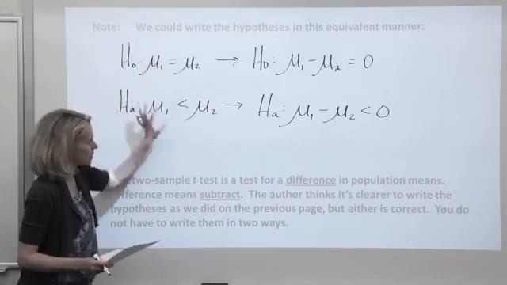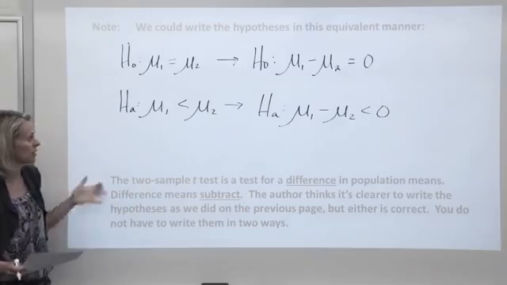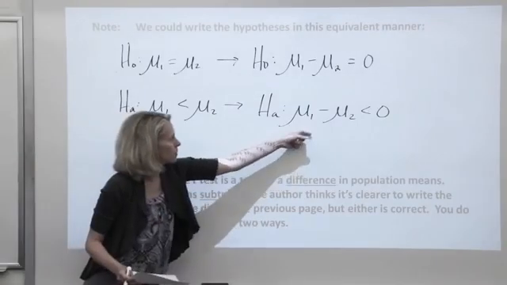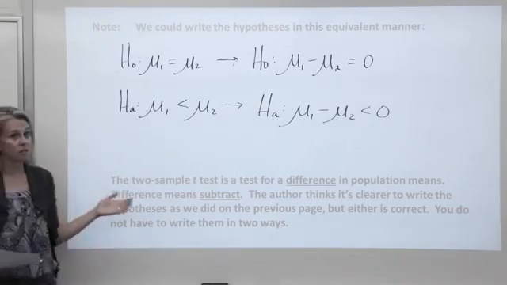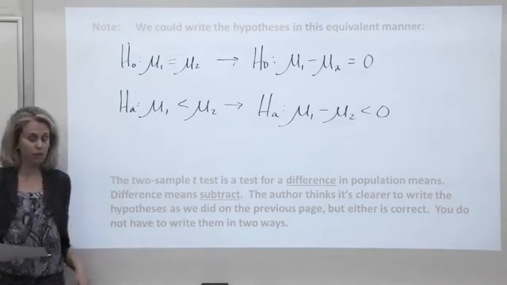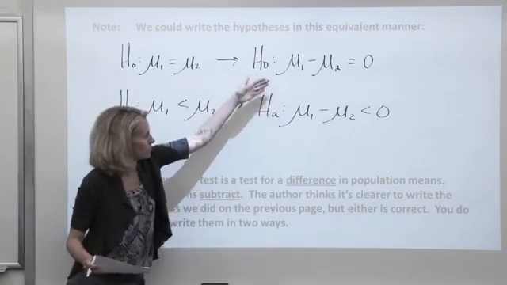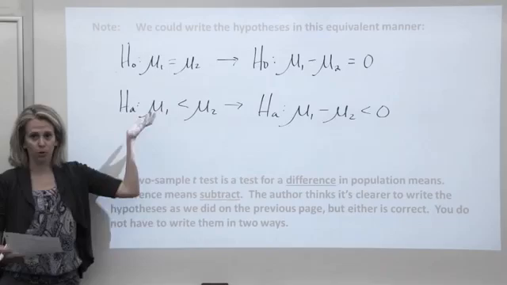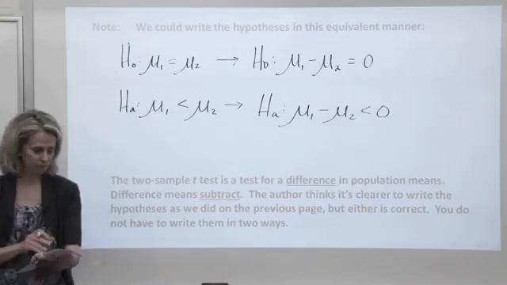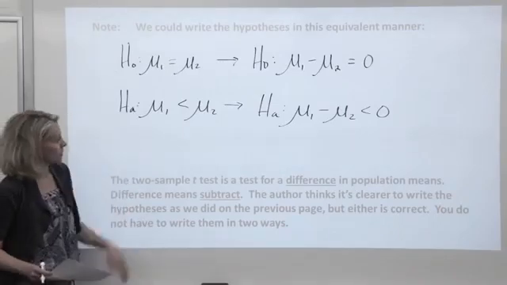You do not have to write this set and that set of hypotheses. Just write one of them. They say the exact same thing. But sometimes you'll see them written that way. A two-sample t-test is a test for the difference of two population means. So difference means subtract. And so that's why sometimes you'll see them written this way. In class, I think we'll tend to use the first approach. All right, so that was a comment about that.